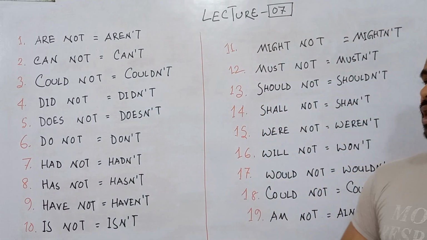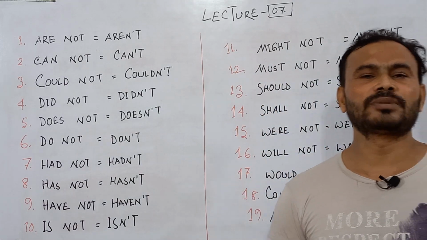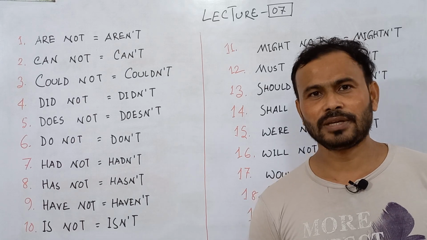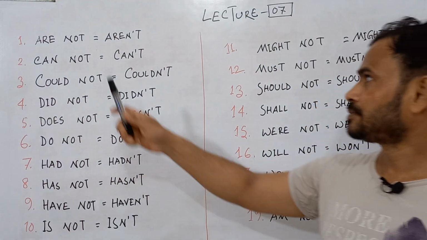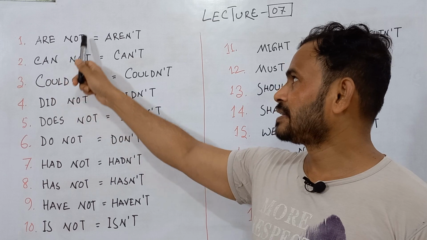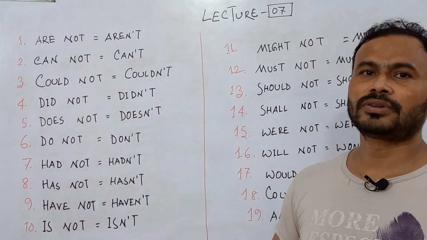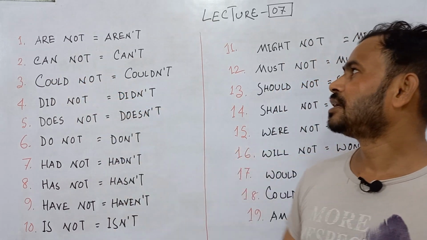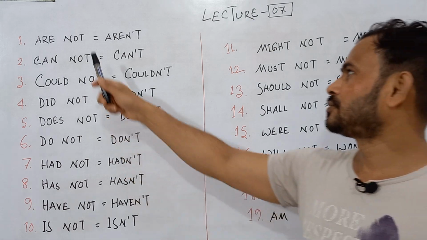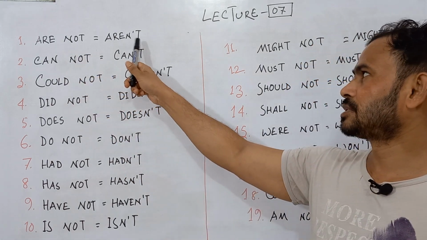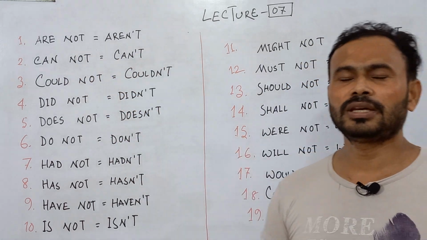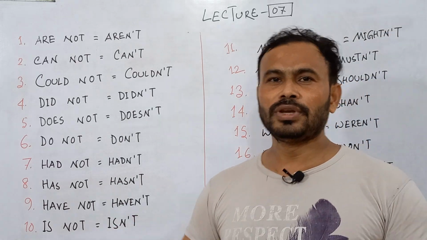So friends, I have already told you my today's lesson is about negative contractions. Okay, so friends, here you see my first phrase is are not. Okay, are not, and the contracted form of are not is aren't. Aren't.